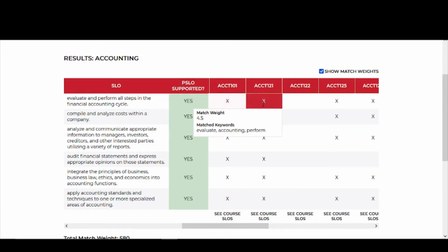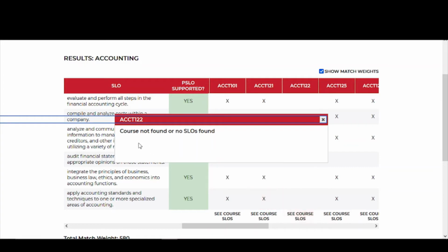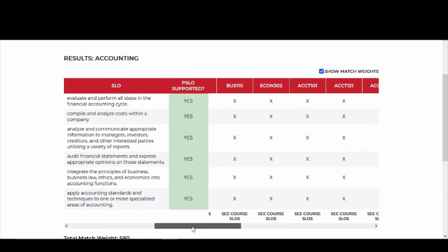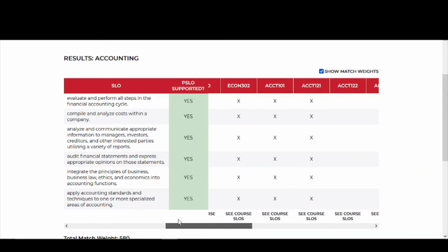8, I'm not sure if that's a good number to have. As you can see here, this accounting 112, it's not a very good course apparently. Oh, well that's why, it doesn't have any student learning outcomes. Whereas this one here, accounting 125, does not meet this requirement for auditing financial statements and expressing appropriate opinions on those statements. So you get the general gist of it. That's kind of how the process works.